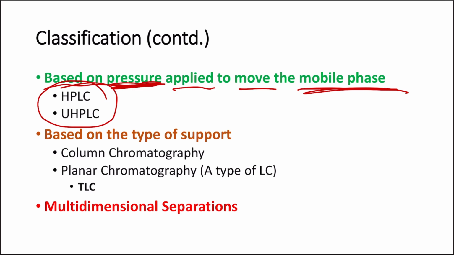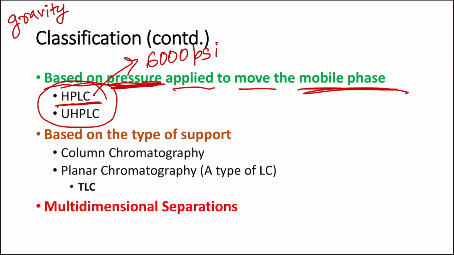If the liquid is traveling based on gravity, then it is just simple liquid chromatography. But if we are applying pressure to this mobile phase, that is the liquid, to travel, then it is called high performance liquid chromatography, which is also known as high pressure liquid chromatography. Here a pressure of about 6,000 pounds per square inch is applied to the mobile phase, and it is more efficient than normal liquid chromatography.